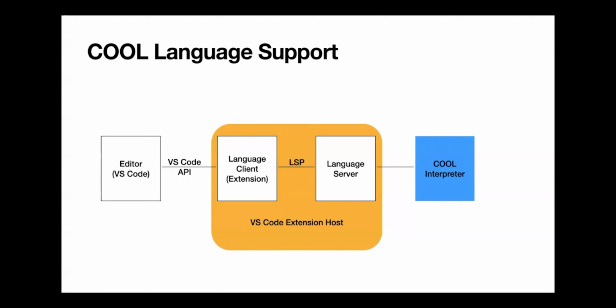Whenever a Cool source file is opened in the editor, the language client will be notified, and it will retrieve the content of that source file and send it to the language server. The language server will then forward that content to our Cool interpreter for static analysis. If any error is reported by the interpreter, the language server will send it back to the language client, which will then parse the message and display the error message using the API.